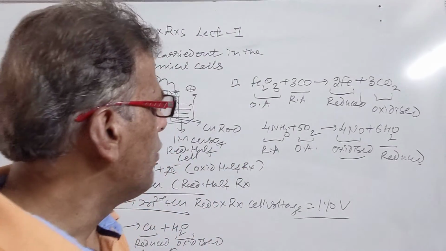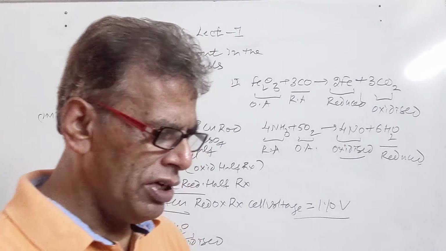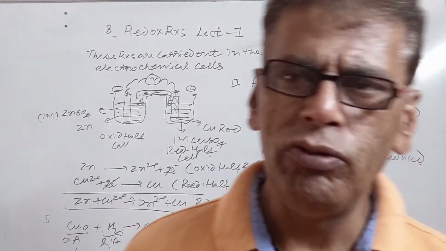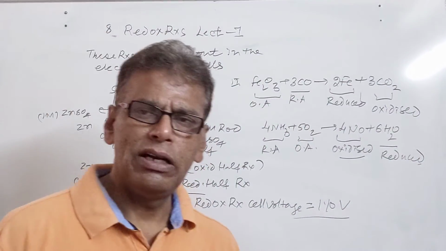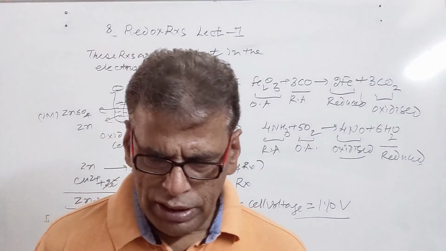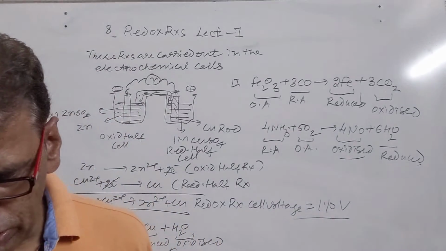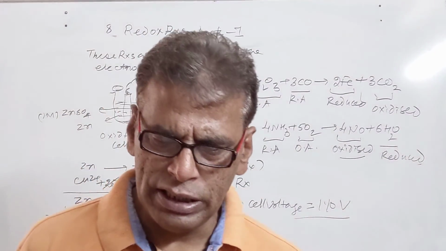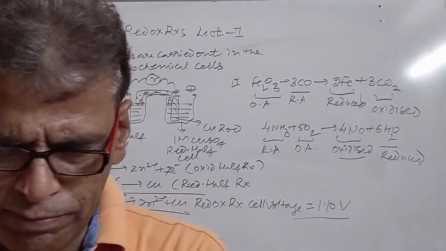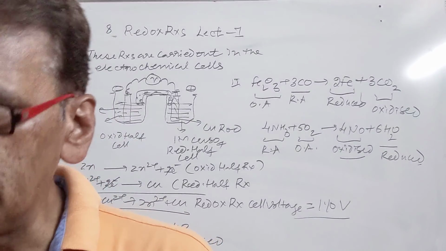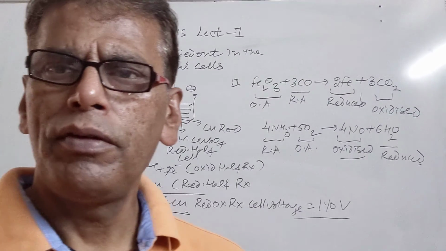So up to now we have discussed two concepts of oxidation and reduction. Along with that, we have discussed redox reactions and their types, and we have identified some of the reactions as oxidizing agent and reducing agent. The next concept, the third concept, will be taken in the next video.